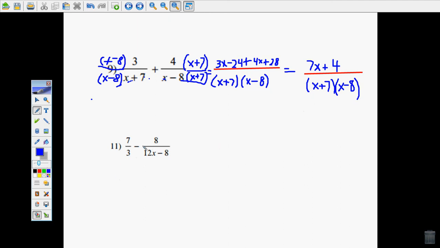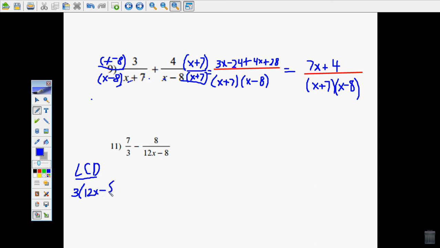Okay, one more right here. With this one, I'm going to go LCD is going to be 3 times 12x minus 8. Now in this one you could factor out a 4. However, I don't think it's that critical, and I think I'm just going to keep doing it the same way that I showed you the other ones. That way you get used to doing the same process. 12x minus 8.